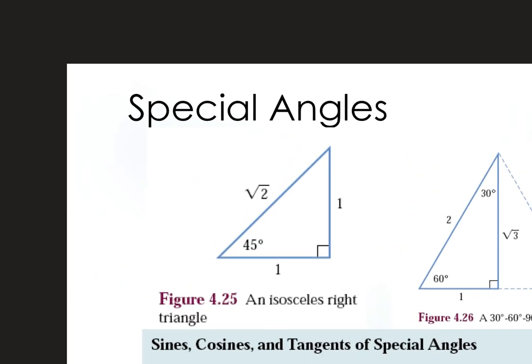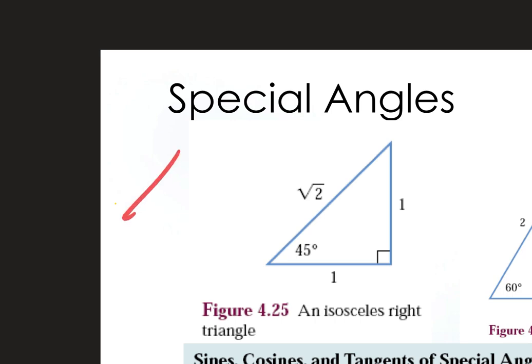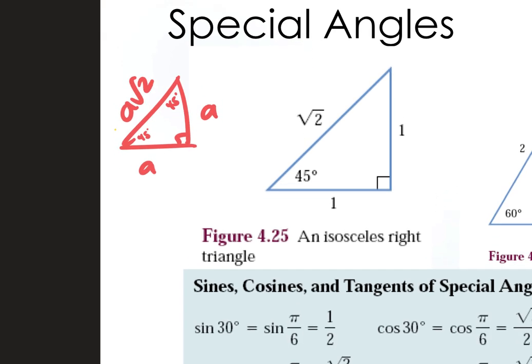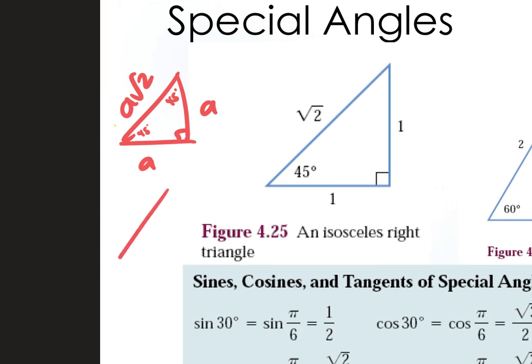In general, any 45-45-90 triangle, the sides opposite the 45s are A and A, and the side opposite the 90 would be A root 2. So this is if it's a 45-45-90 triangle, which would be an isosceles right triangle. And then any 30-60-90 triangle, the ratio of the side lengths are opposite the 30 is A, opposite the 60 is A root 3, and opposite the 90 is 2A.